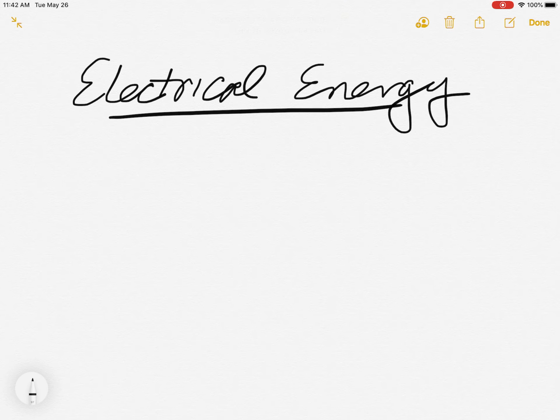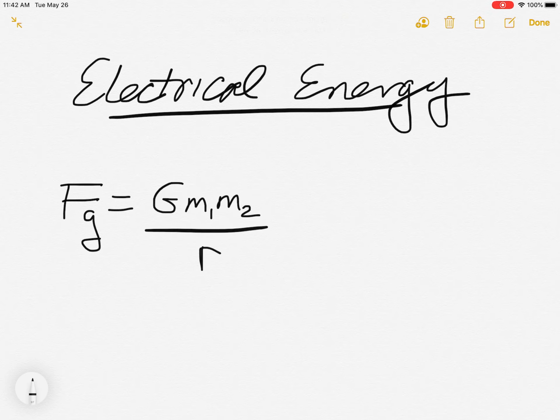All right. We're going to go back to our story from before where we compared the force of gravity and the electrical force between two objects. If you recall, the force of gravity is based on masses, and we had this equation based on the masses and the distance between them, the r on the bottom.